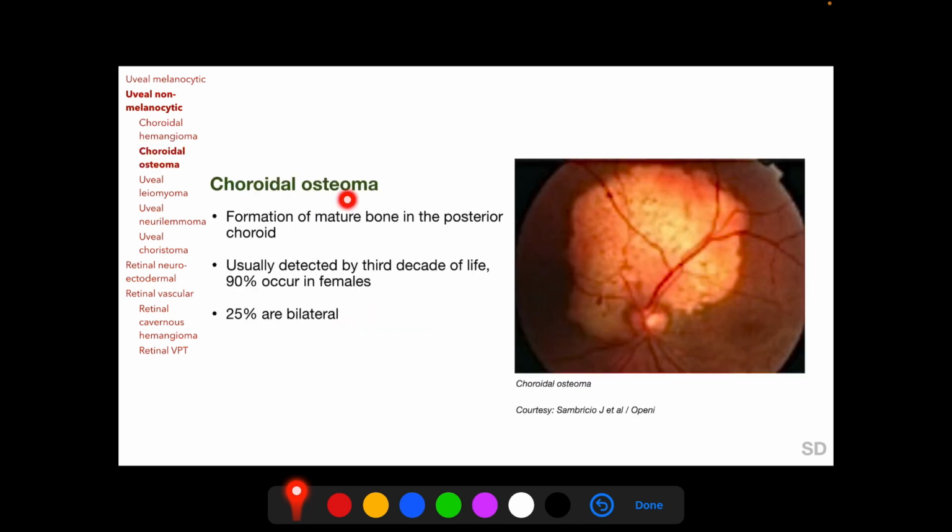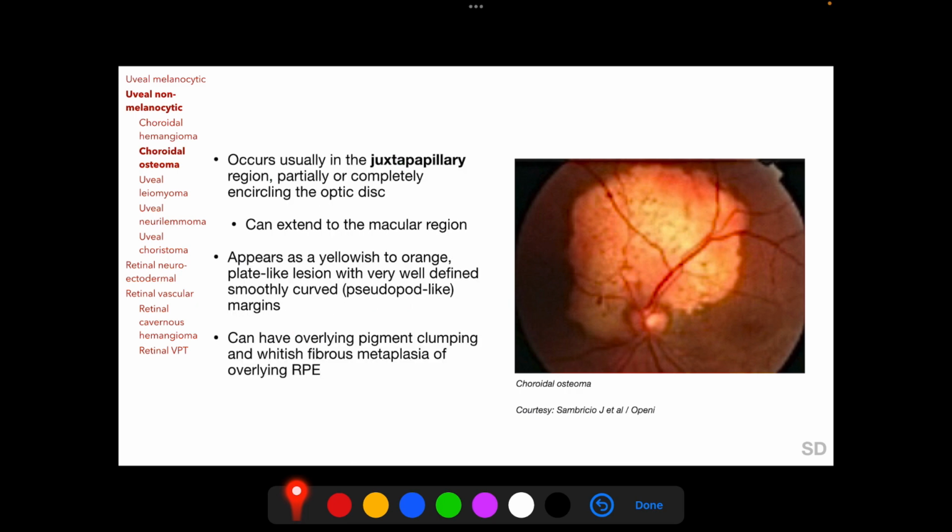Choroidal osteomas occur due to formation of mature bone in the posterior portion of the choroid, and it is usually detected by the third decade of life, and most patients are females. One quarter of choroidal osteomas are bilateral. Choroidal osteomas usually occur in the juxtapapillary region, partially or completely encircling the optic disc, as seen here in this photograph. It can extend up to the macular region, and it appears as a yellowish to orange plate-like lesion with very well-defined, smoothly curved pseudopod-like margins.